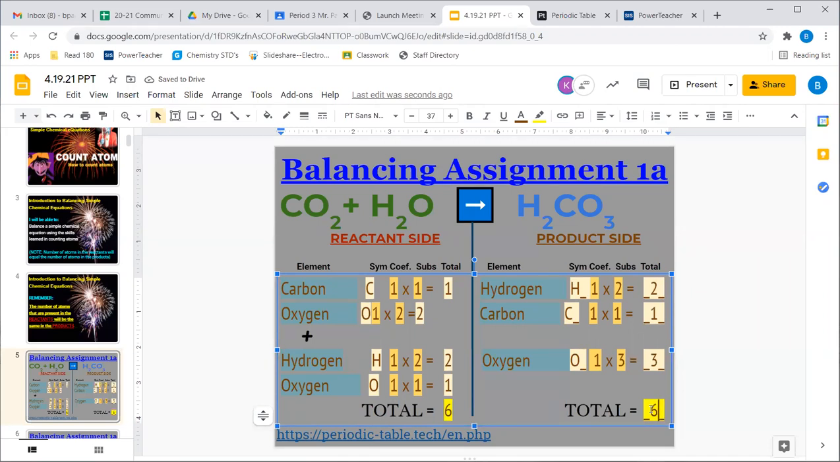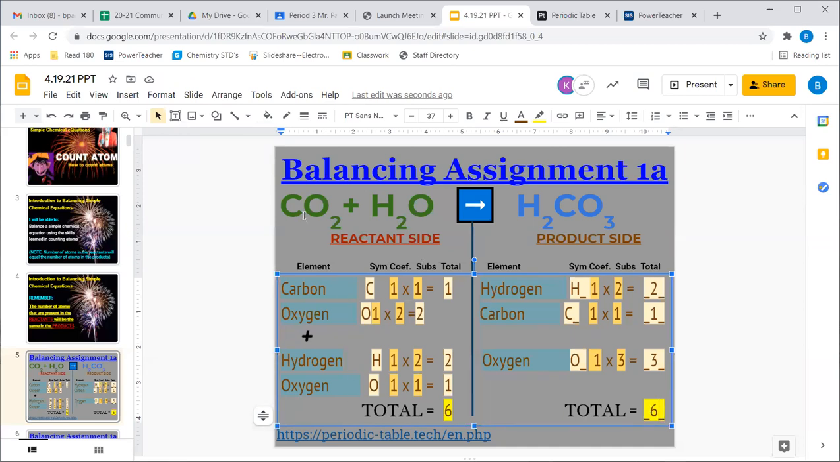You have now balanced the equation. We know that there are 6 total atoms on the reactant side. We now know that there are 6 total atoms on the product side. Now, a way to check ourselves is, since there are no coefficients, we don't have to deal with them at all. So to check ourselves, we can add up the subscripts.